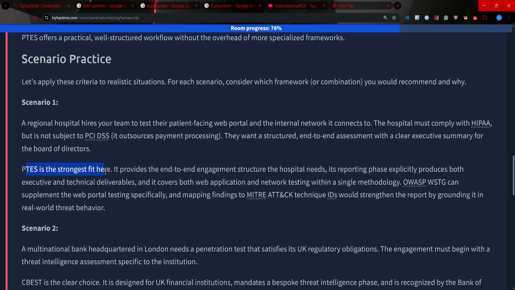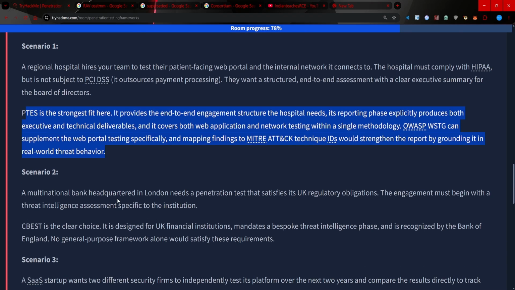PTES is a strong fit here. It provides the end-to-end engagement structure the hospital needs. Its reporting explicitly produces both executive and technical deliverables, and it covers both web application and network testing within a single methodology. OWASP WSTG can supplement the web portal testing specifically, and mapping findings to MITRE ATT&CK technique IDs would strengthen the report by grounding it in real-world threat behavior.